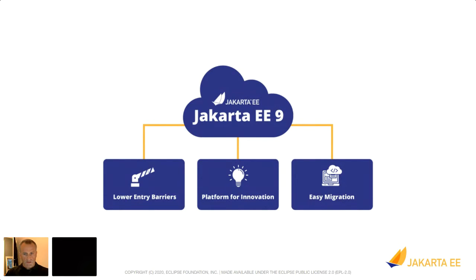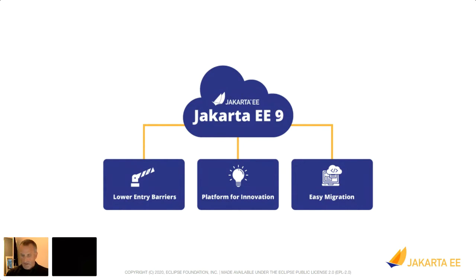And also the third is easy migration. We want to make it as easy as possible for customers or applications running on earlier versions of Java EE and Jakarta EE 8 to come over to Jakarta EE 9. So that involves some tooling or some magic or some stuff in the implementations that should make it as easy as possible to move from the javax namespace to the Jakarta namespace, for example.